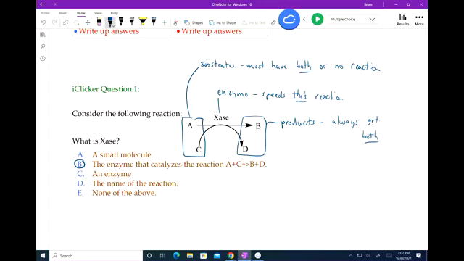If we were going to translate this into English, we would say that X-ACE binds A and C at the active site, converts them to B and D, and releases them.